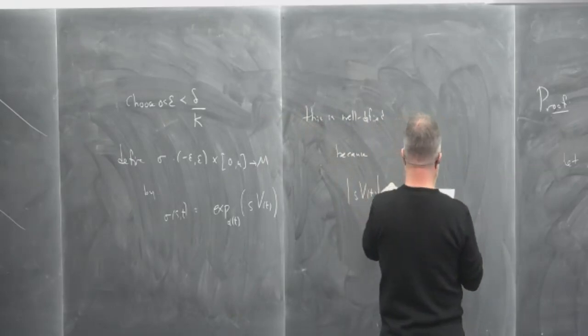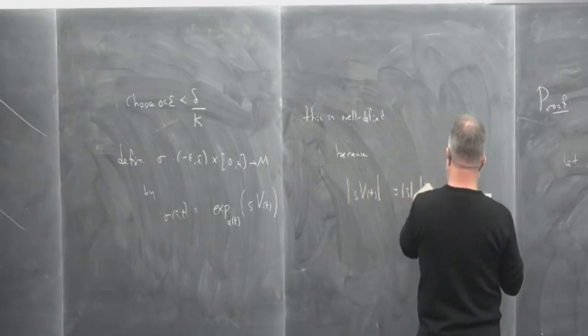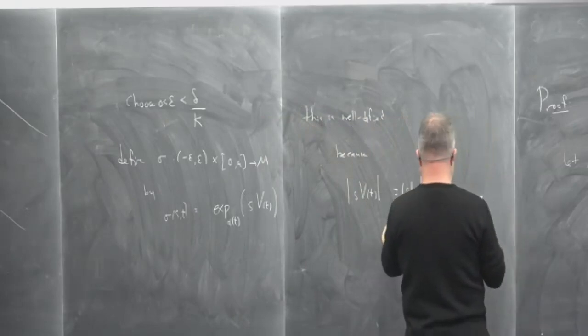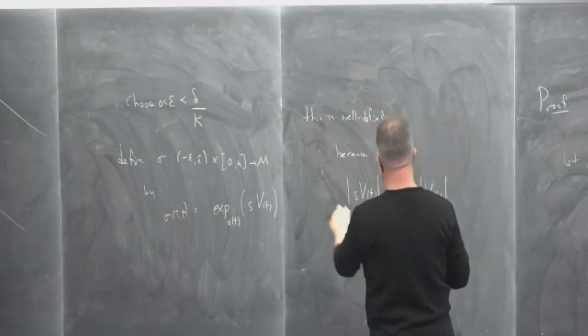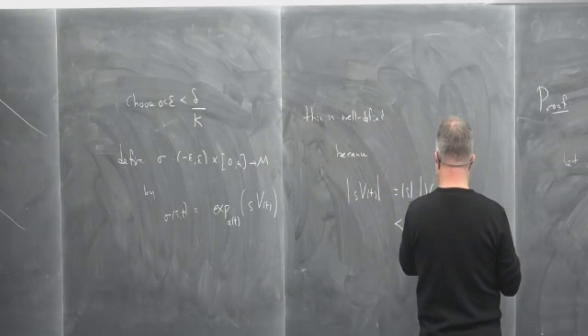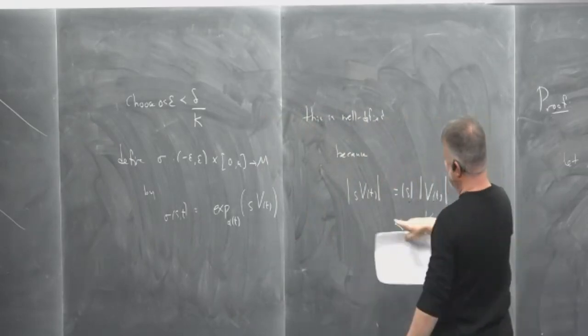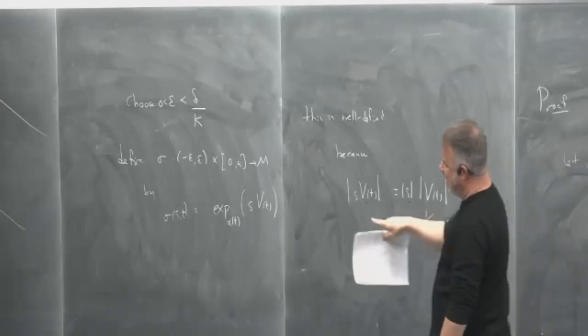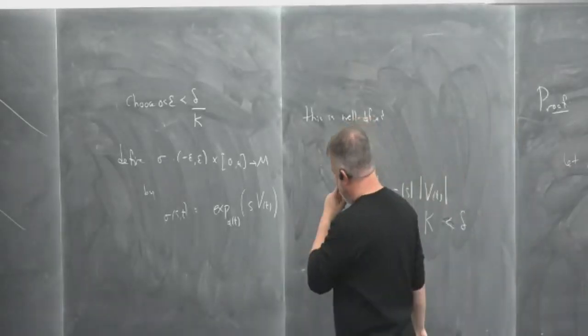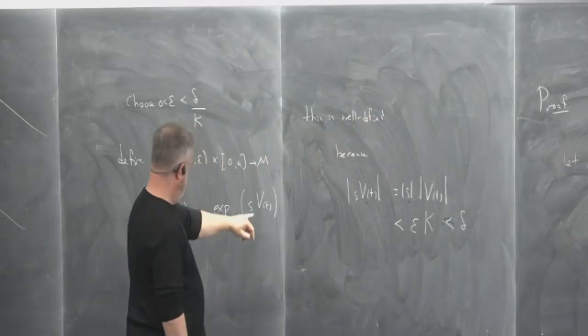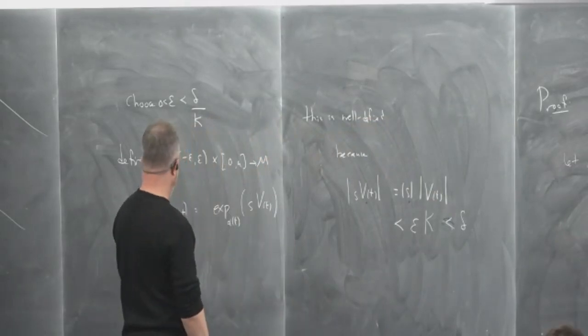Because s times v of t has norm s times |v of t|, which is less than s, and s is less than epsilon. This is less than k, and that's less than delta. So because this vector has norm less than delta, I can apply the exponential map to it. And now I can already anticipate the question: what happens at the places where v has two values?